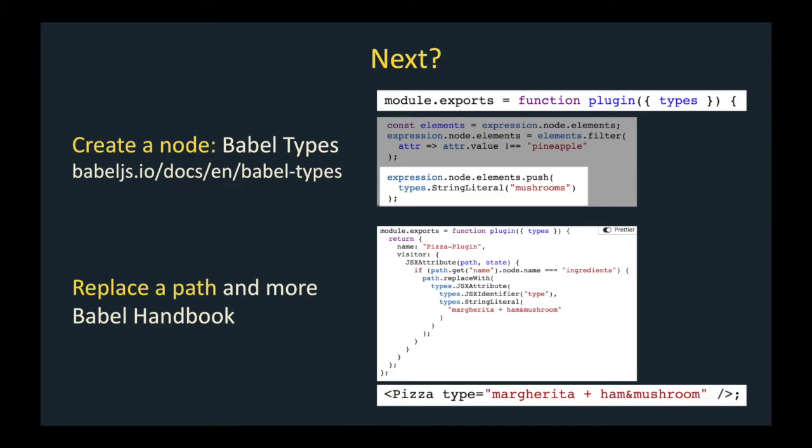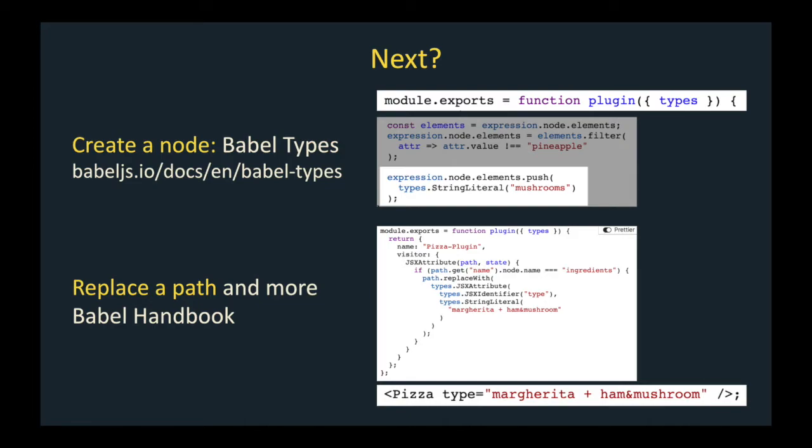So from there, what's next? Obviously, you can create new nodes with Babel, and thanks to a library called Babel types, which Babel automatically injects to every plugin, and you can access it by destructuring it from the arguments up there, it's types. And basically, this library has a lot of helpers to create nodes. And in our case, we're just creating a new string literal with a value of mushroom and pushing it into the elements array that are our ingredients.